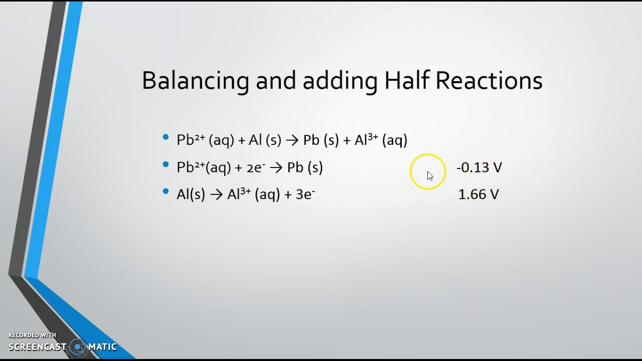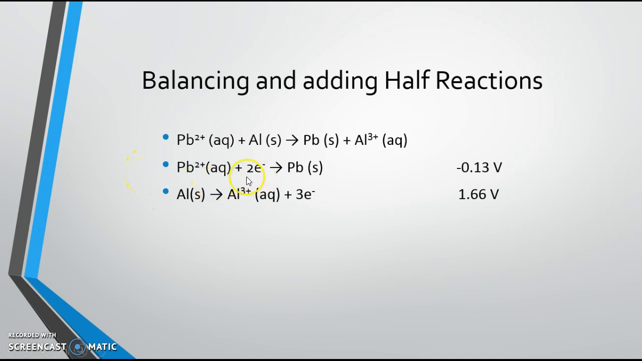Well, first we get the voltage from Appendix A11. So I read this off the chart and I get -0.13. For this one, I had to reverse it because it was written the opposite way. So instead of being -1.66 volts, it becomes +1.66 volts. So what about these two half reactions? I'm going to have to add them together to get my net total ionic equation. But how do I do that?